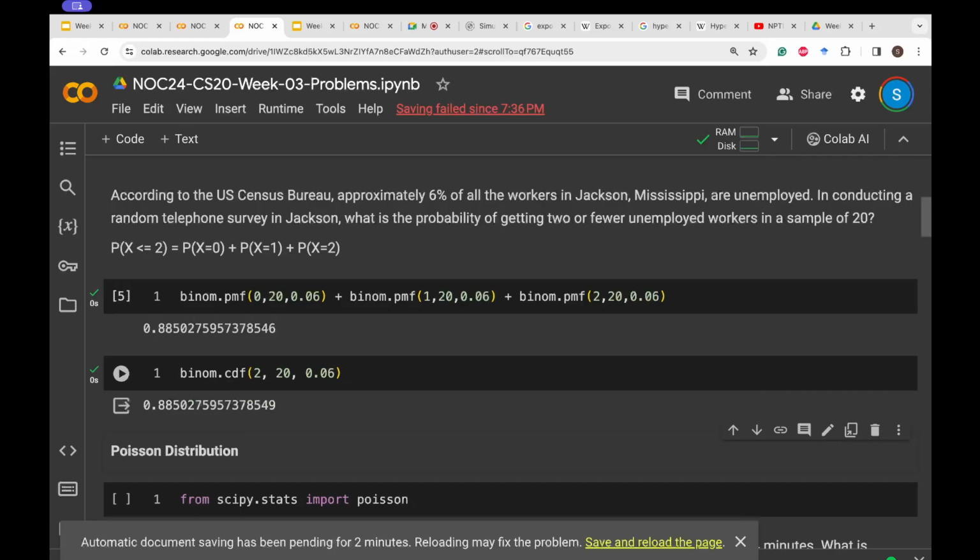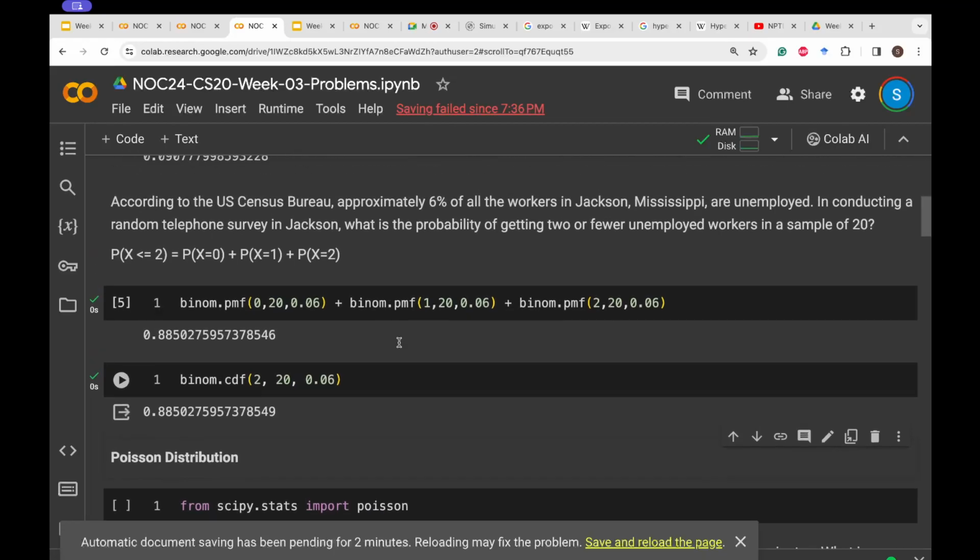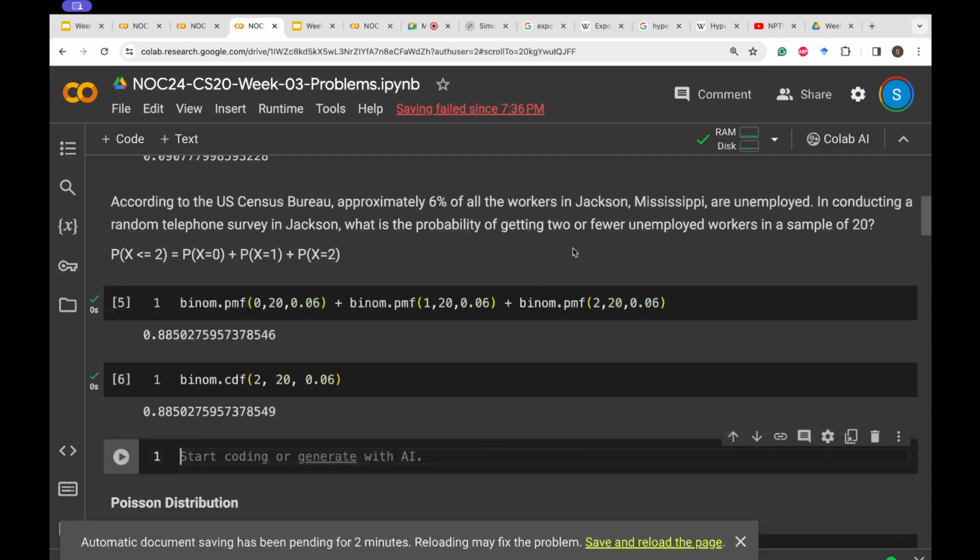Okay, is it clear to everyone? Yes, it's clear. Yeah, thank you. So PMF is exactly that value, and CDF is less than or equal to that value. And if you want to find greater than 2 unemployed workers, how will you do that? Probability of getting more than 2 unemployed workers.